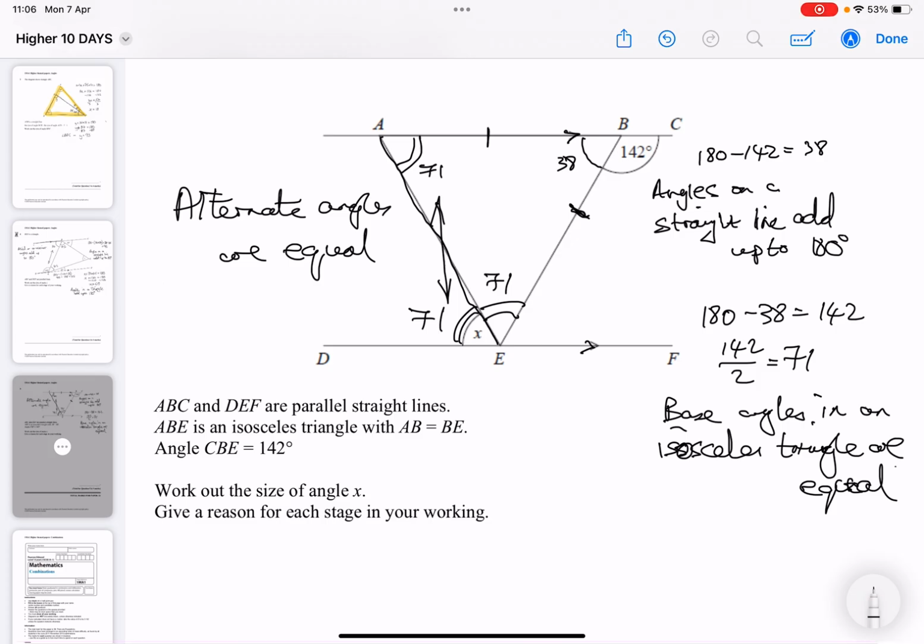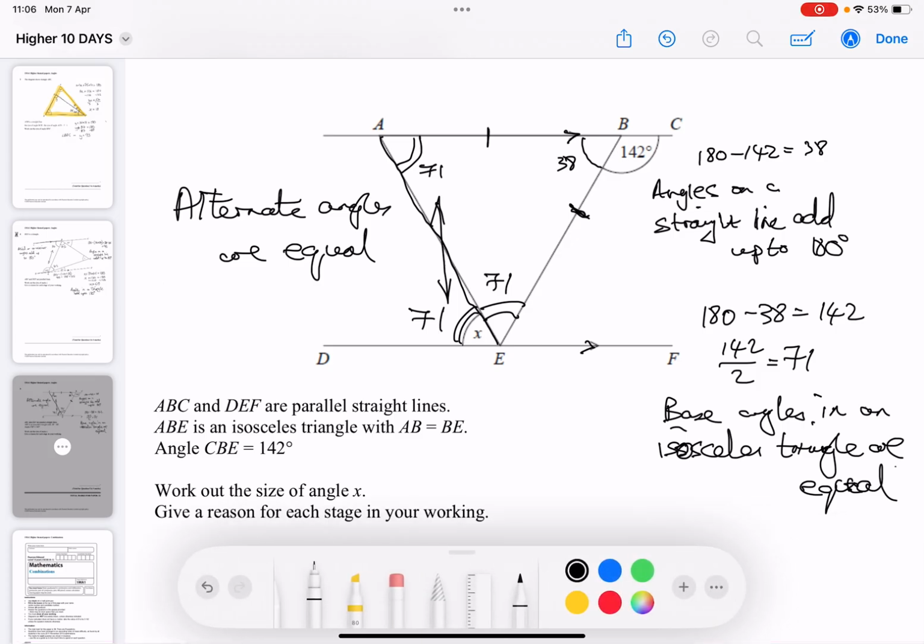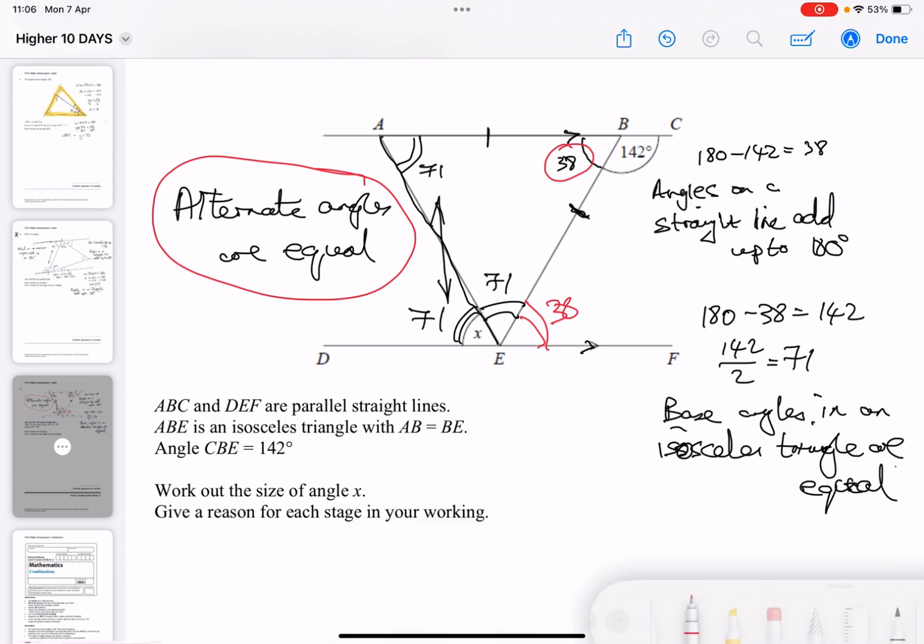Okay, I could have also done, if you looked at the alternate angle, this one and this one here are also alternate angles, which are equal. So that would apply to that as well. And then I've got 38, 71 is 109, from 180 is 71. So there are different ways of doing that. But once again, there's angles on a straight line. We've also got the base angles in the isosceles triangle, and we've also got the alternate angles are equal. Okay.